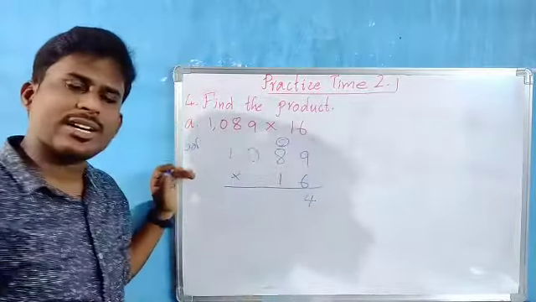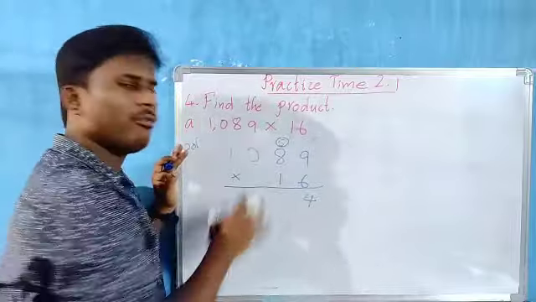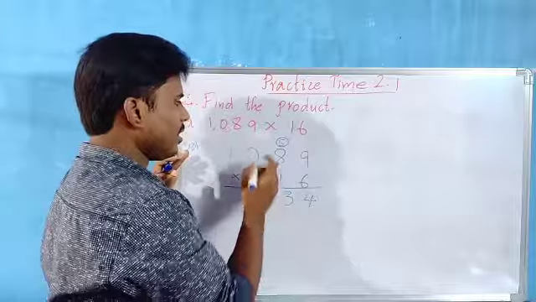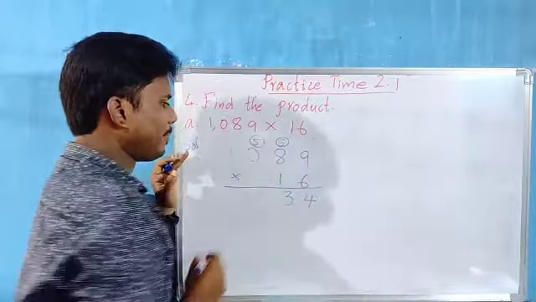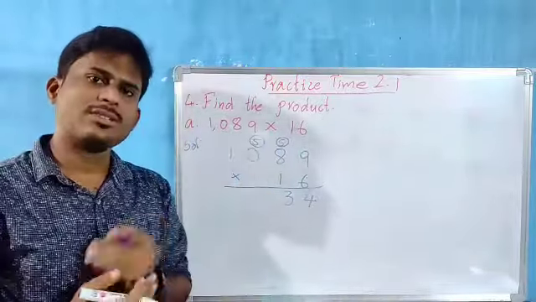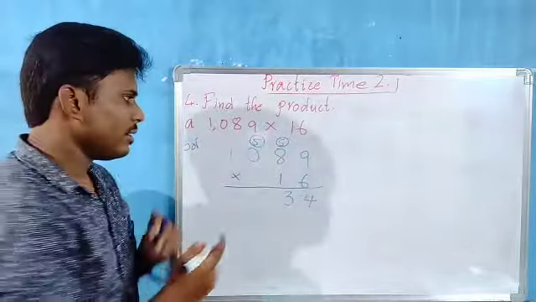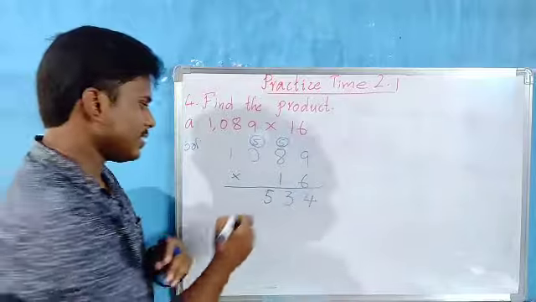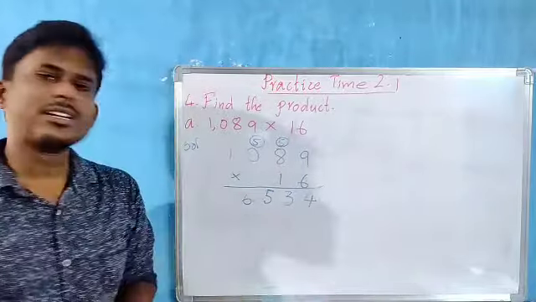Now 6 8s, how much, children? 48. 48 plus 5, 53. 3 here and 5 regrouping. 6 zeros, 0. Plus 5. 0 plus 5 is 5, children. Now 6 ones, 6. So our step 1 is completed, children.